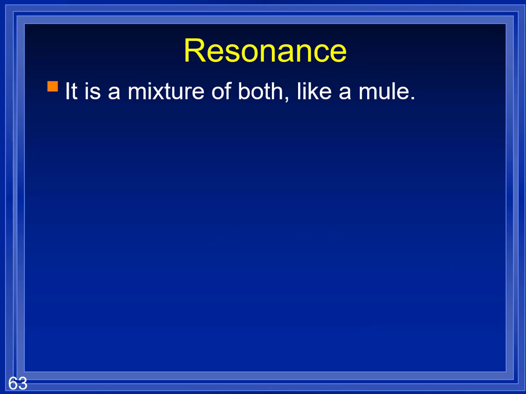So what do you do about it? Well, you draw both pictures. And then you put a double-headed arrow in between to say it's really in between these two. So let's look at another place it happens. Carbonate ion.